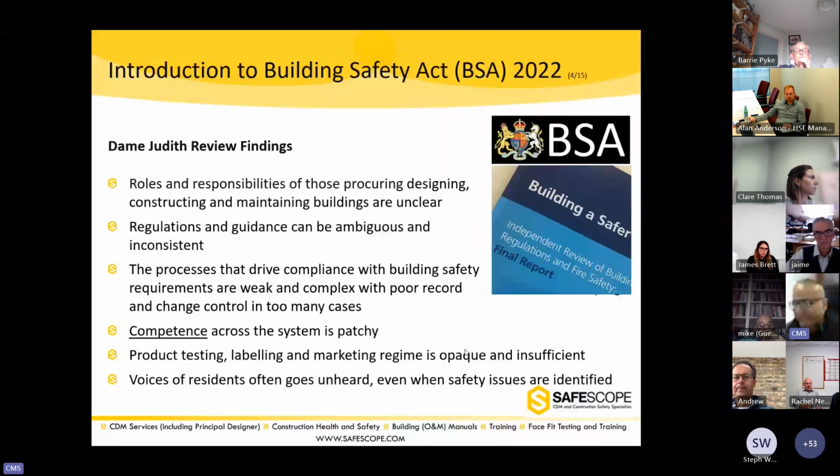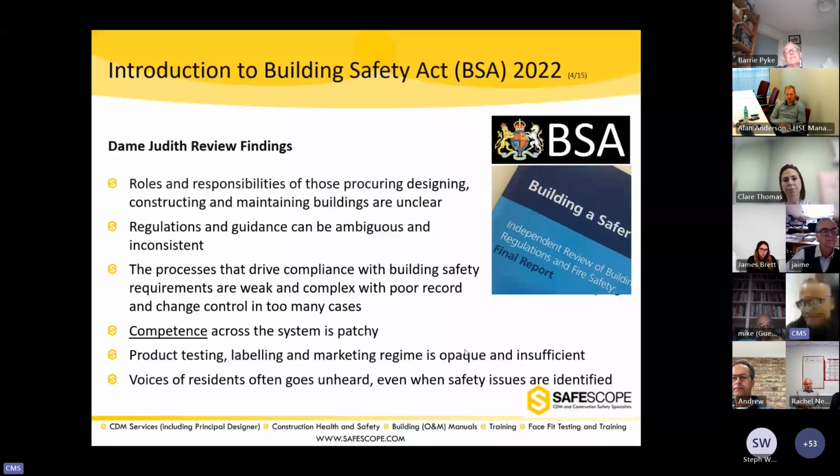Product testing, labeling, and marketing regime is opaque and insufficient. And the voices of residents who live in high-rise buildings. There she went on to talk about the high-rise buildings. The voices of those residents who live in those buildings are unheard even when safety issues are identified. And what we see now, what has come out as the Building Safety Act, reflects her findings.